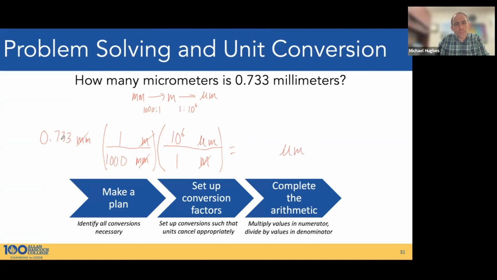And so we have 0.733 divided by 1,000 and times 1,000,000. So we get 733 micrometers is 0.733 millimeters. So if it's not convenient or you don't see a way to simplify these conversion factors, then I recommend just doing a multi-step conversion and using all those prefixes to get you where you want to go.